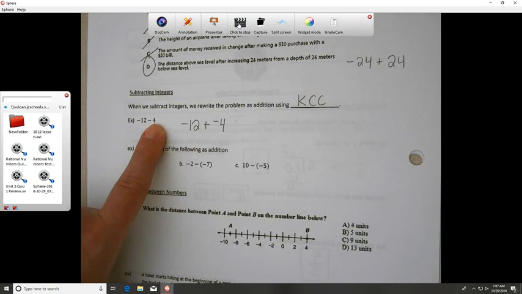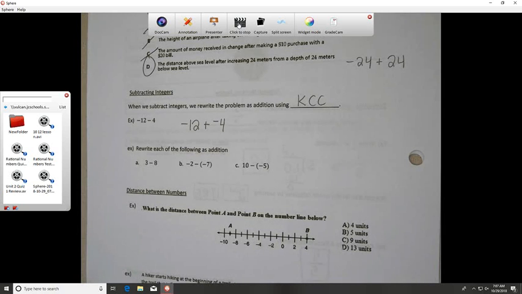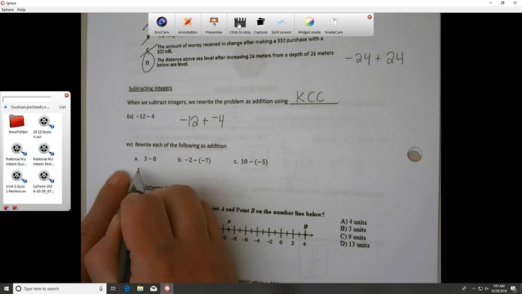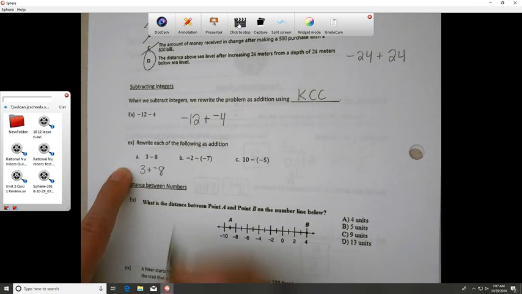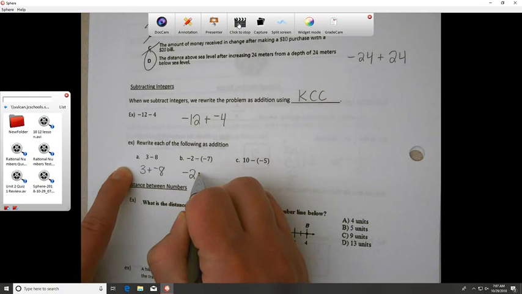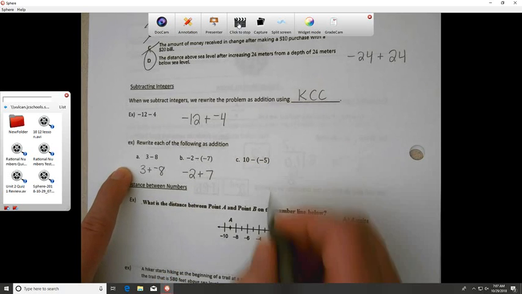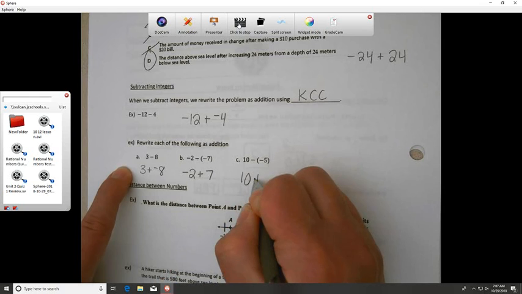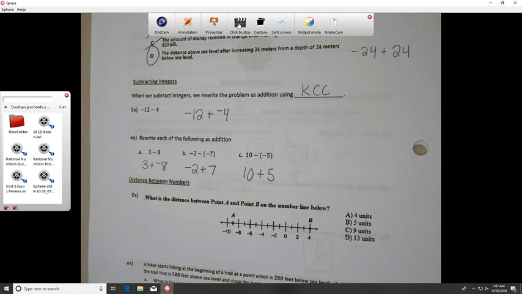So now for the next section, again, rewrite each of the following using addition. So keep, change, change. I would keep the 3, change subtraction to addition, and change 8 to negative 8. Keep the negative 2, change subtraction to addition, change negative 7 to positive 7. And then keep the 10, change subtraction to addition, change negative 5 to positive 5. So that's what you need to be able to recognize for the test question. It might give you this and say, which expression is equivalent to this? You need to be looking for the keep, change, change version.